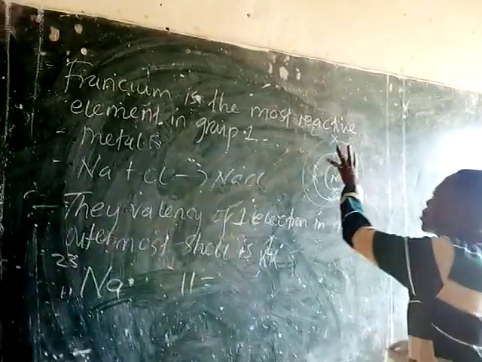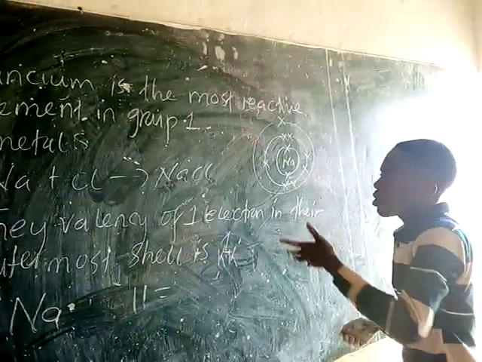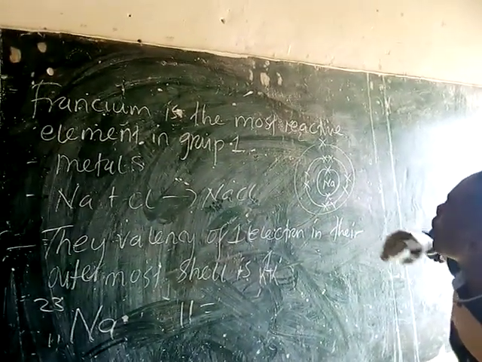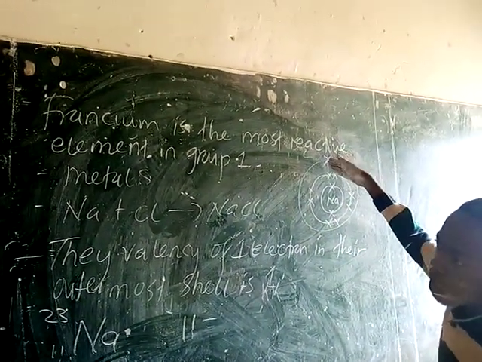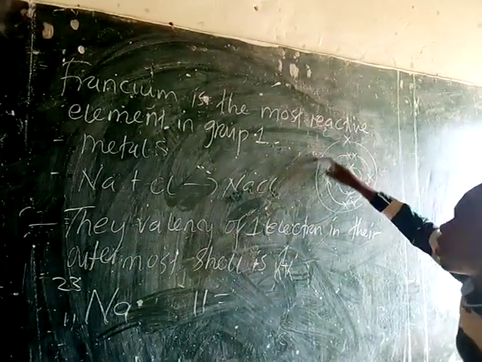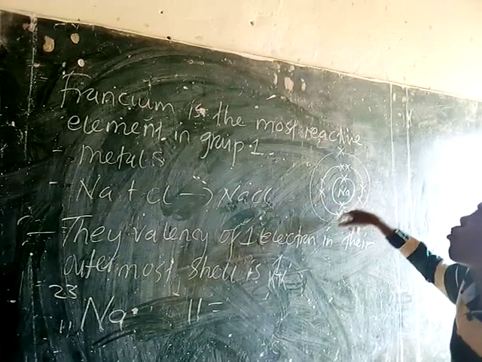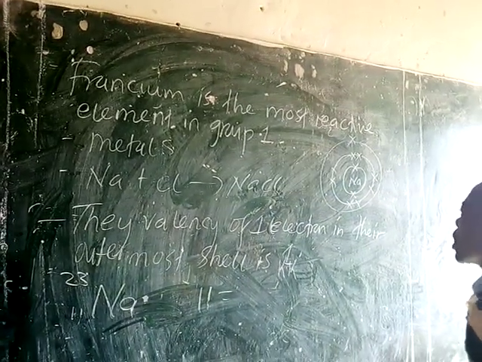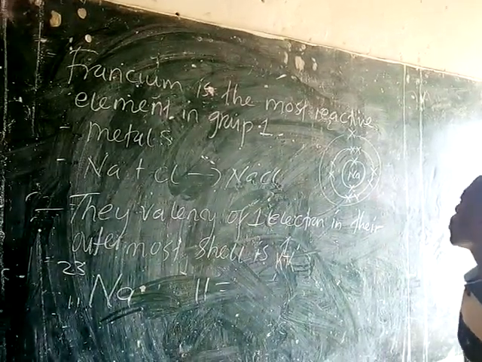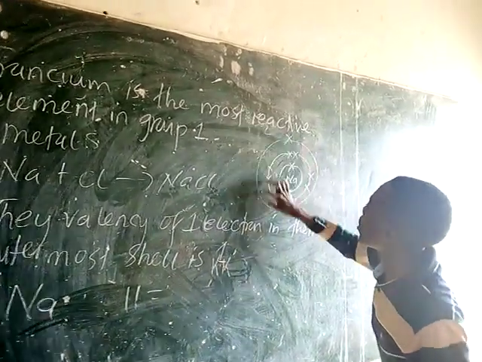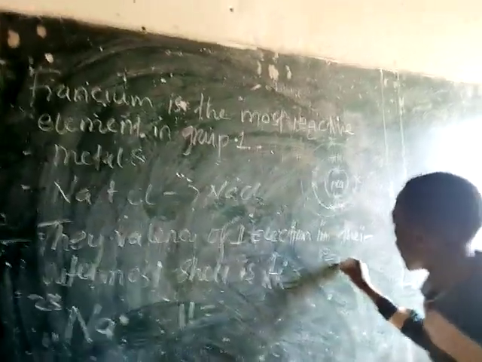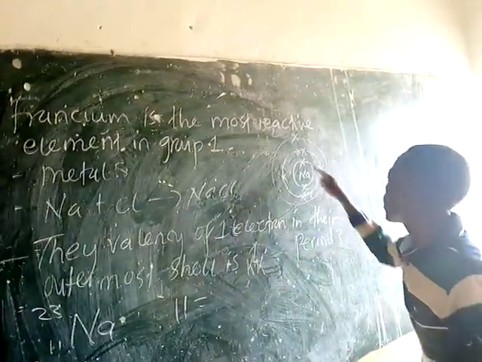So if you come across this diagram and you are asked what group this element belongs to, you simply look for the number of electrons in the outermost shell. Since it has 1 electron in its outermost shell, it is likely to belong to group 1 of the periodic table. But if you are asked to mention the period to which this element belongs, you count the number of shells. We have 1, 2, 3. Meaning sodium lies in period 3, but group 1.